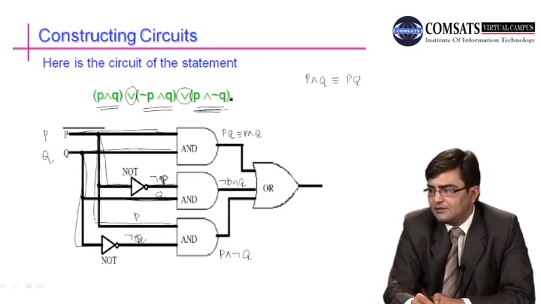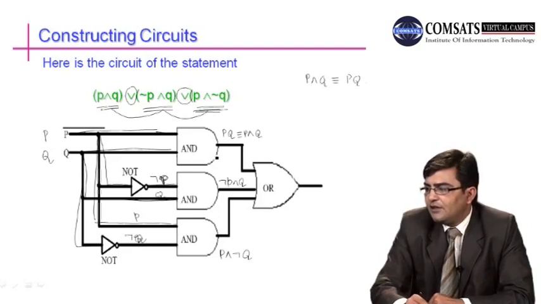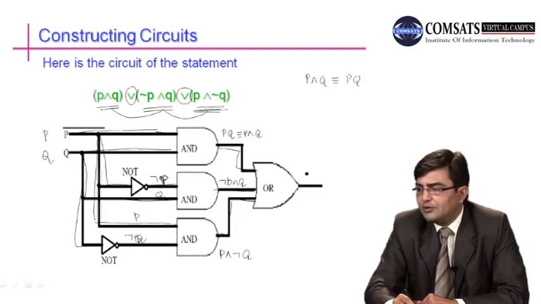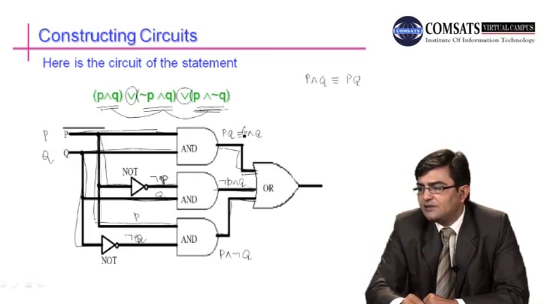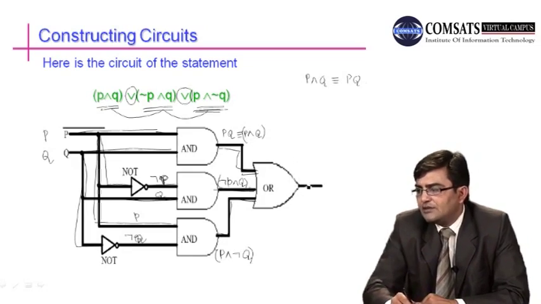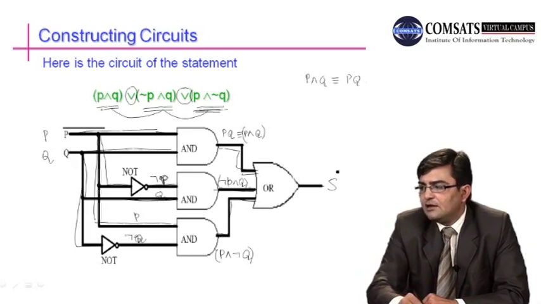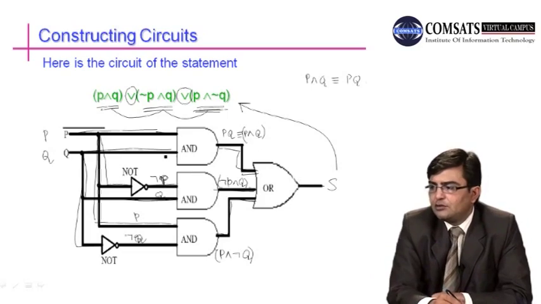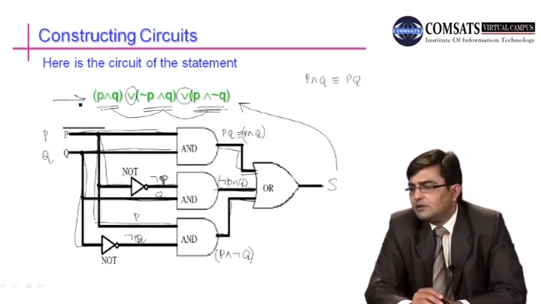Now all these three expressions are connected by the OR operator. So we draw a line from here to here, from here to here, and from here to here, and we construct an OR operator here. There are three inputs of this OR operator. One input is this expression, the second input is this expression, and the third input is this expression. And the output is S, which is this expression. So we can construct complex circuits like this, which correspond to these Boolean or logical expressions.